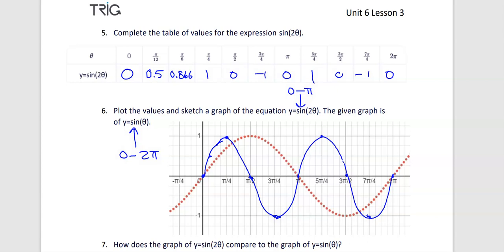So by putting 2, which we call the b value in Delta Math, next to the theta, what's happening is that the period itself is half as long as it was originally. Or you're going to basically do 2 periods to the 1 if you compare sine of 2 theta to sine of theta. So a period is half as long, or 2 periods in the same time as sine theta goes.